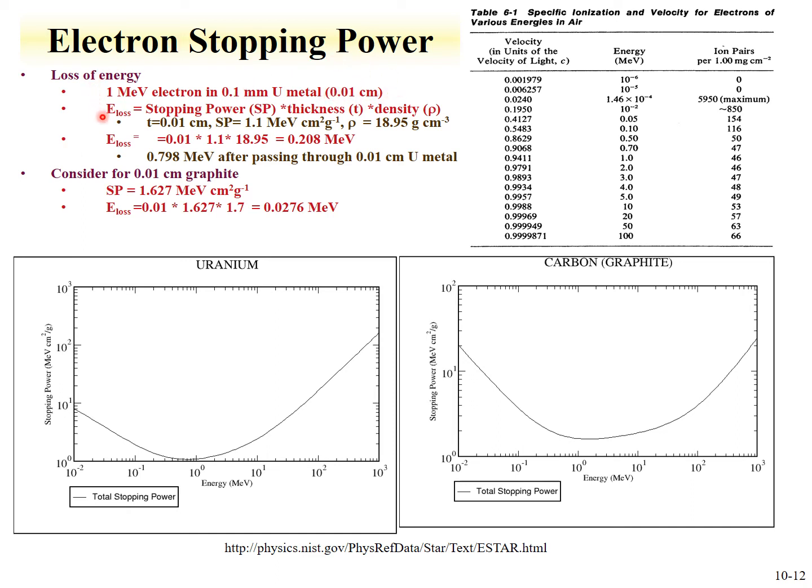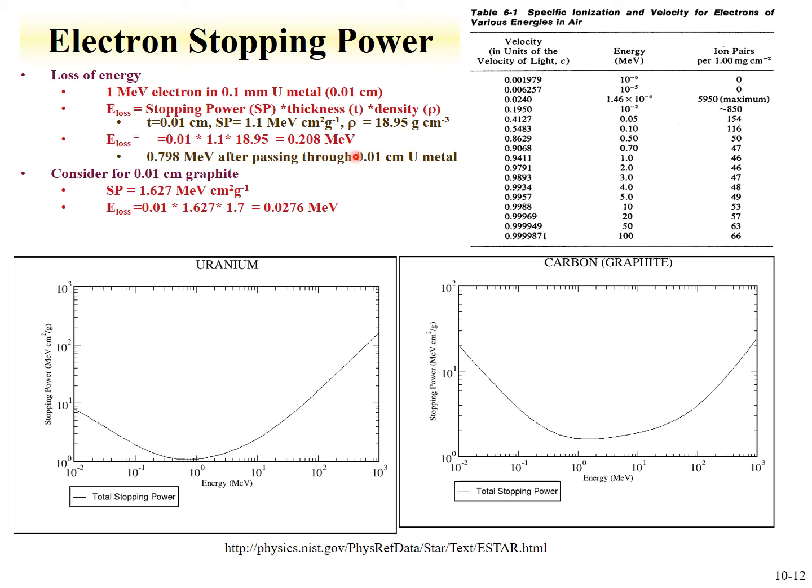Our equation for energy loss is shown here, which is again the stopping power times the thickness in centimeters times the density in grams per centimeter cubed, so all our units are equal. We get the energy loss equation here. We just plug in our terms, where our stopping power, when we look it up from the E-star program, is 1.1 MeV centimeters squared per gram. The density of uranium, again, is around 18.95 grams per centimeter cubed.